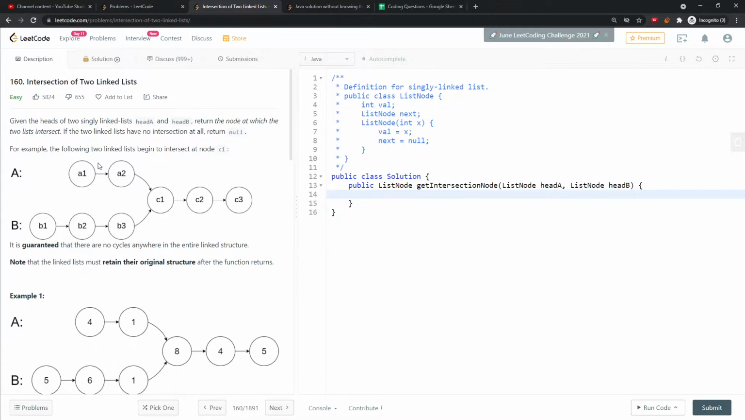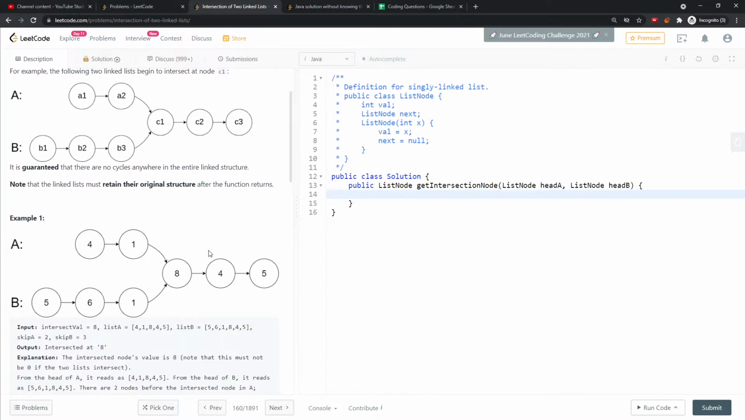Imagine there's a point, head A and head B, right? They will meet at C1, so you will just return C1. And there's no guarantee of a cycle. Imagine 41845 is the linked list A, and 561845 is the linked list B. Then they intersect at node 8, so just return 8.